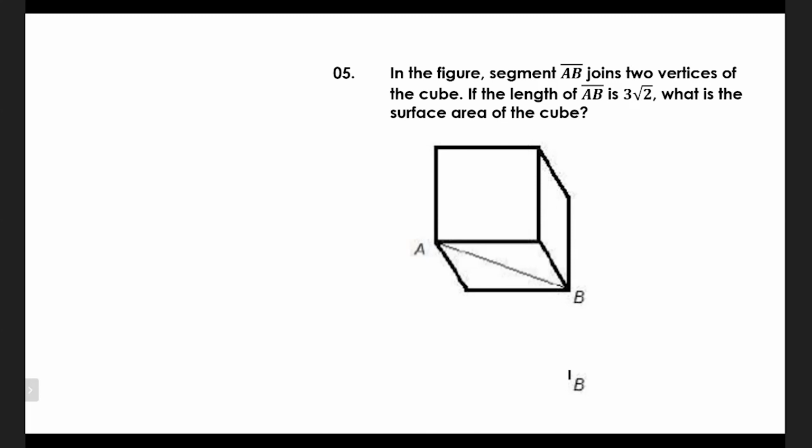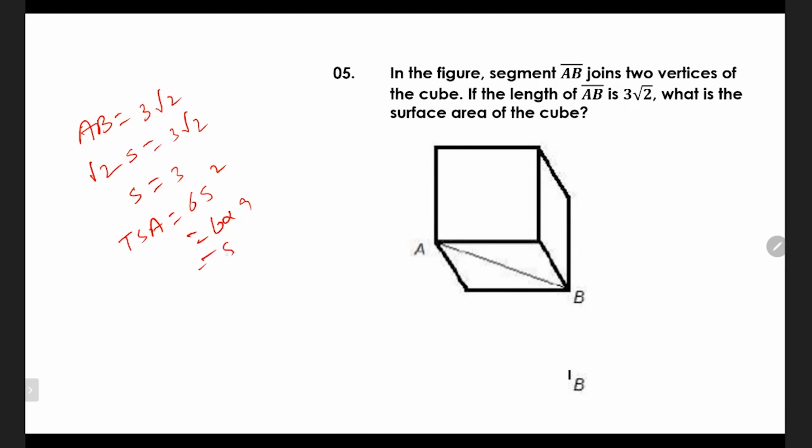See, it is like this, children. AB is 3 root 2, but AB is also equal to root 2 times the side, that is 3 root 2. So side is 3. Total surface area is 6s square formula. So that is 6 into 9, that is 54 units. So let us check this. So option D satisfies.